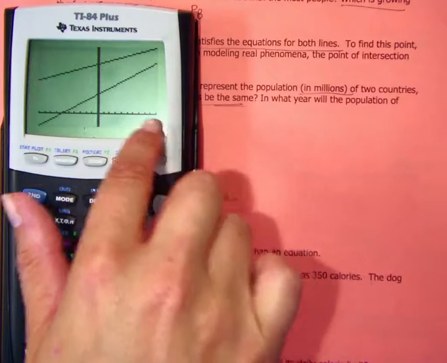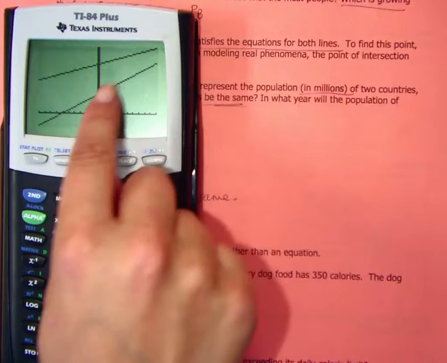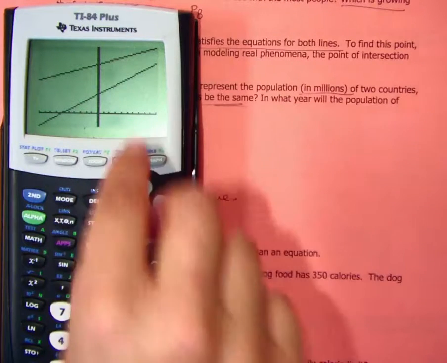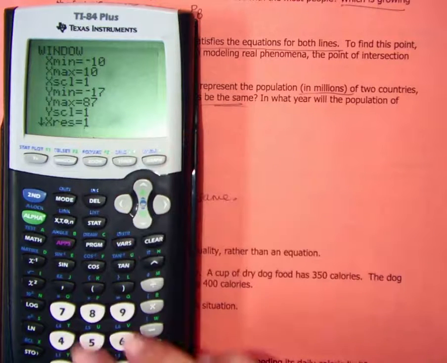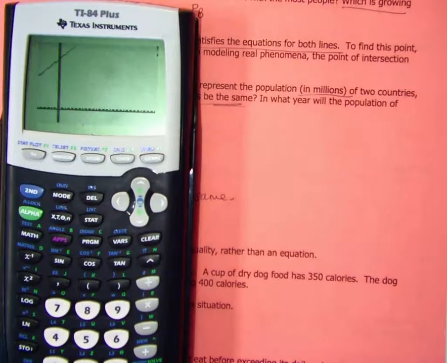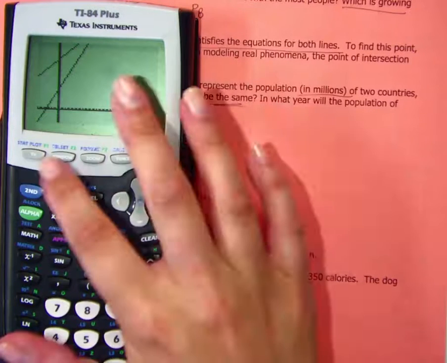Let's try just increasing. I didn't write down what it should be, so I don't even know. Let's increase our X max to start off with, see if that works. I don't know, maybe 50? Now what do I need to change? Yeah.